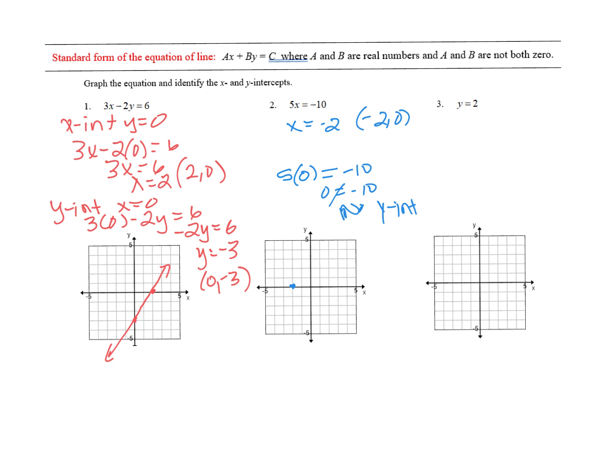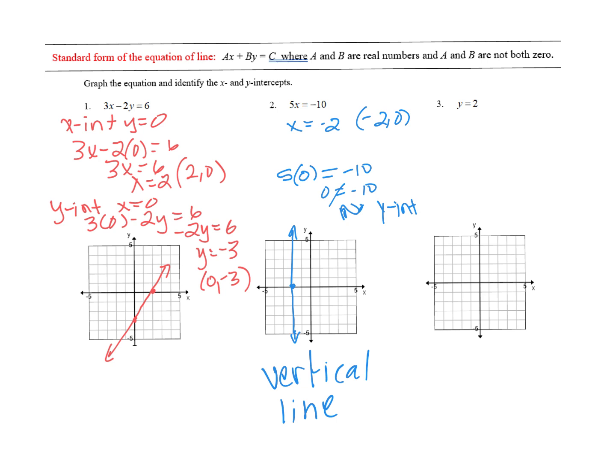This is actually a vertical line through the point (-2, 0). So a vertical line ends up with an x-intercept but no y-intercept.